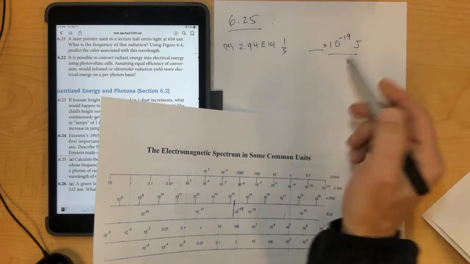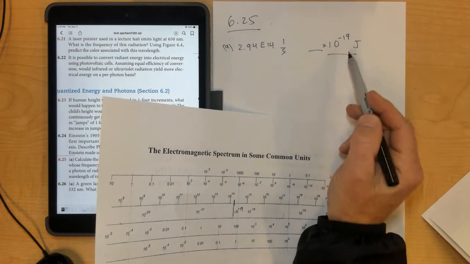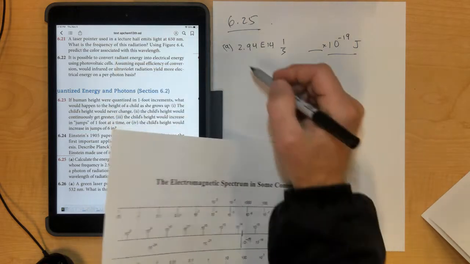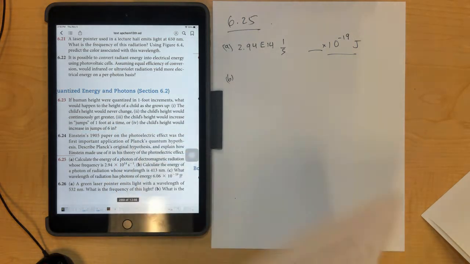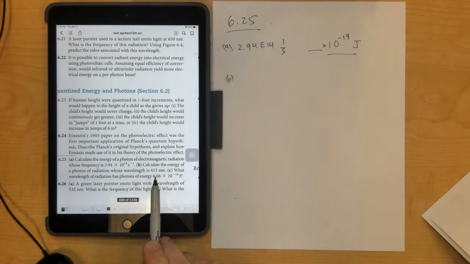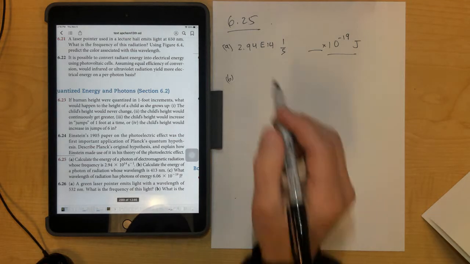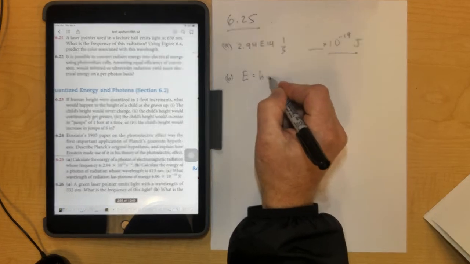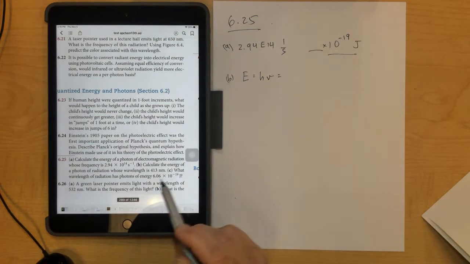Well, we'll do the real math in just a second. We'll see if we come close, because remember, this is just going to give us an estimate. Let's go on to letter B, then we'll come back and we'll do the math for all of them. Calculate the energy of a photon whose radiation whose wavelength is 413 nanometers. So we want E equals h nu for this, for energy.